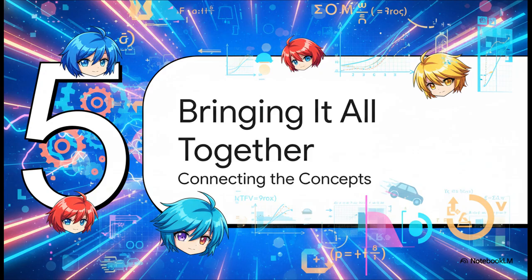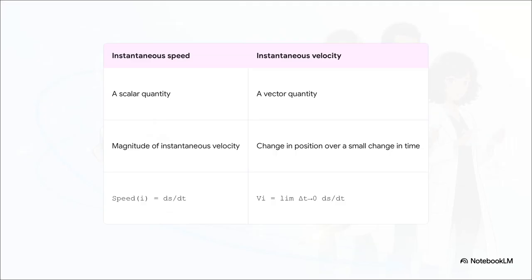All right, last section. Let's pull all these ideas together and see how they all connect and play off each other. And look, we're right back to our most fundamental distinction. Instantaneous speed is simply the magnitude, or the size, of the instantaneous velocity. One is a scalar, just a number. The other is a vector, a number and a direction. It's the difference between saying you're going 50 miles per hour and saying you're going 50 miles per hour heading north.